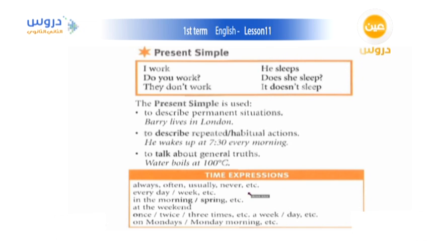rarely, okay, or some other words like every day, every week, every month, or in the morning, in the spring, in winter, in the evening, or at the weekend, or once, twice, 3 times, 10 times a week, or on Monday, on Tuesday, on June, on July. This is a sign: we use these words with the present simple.